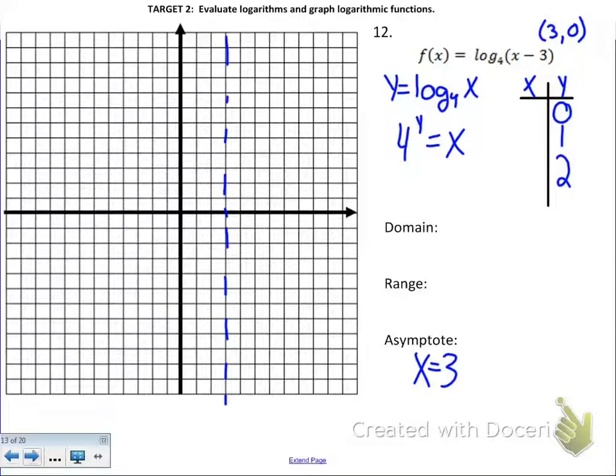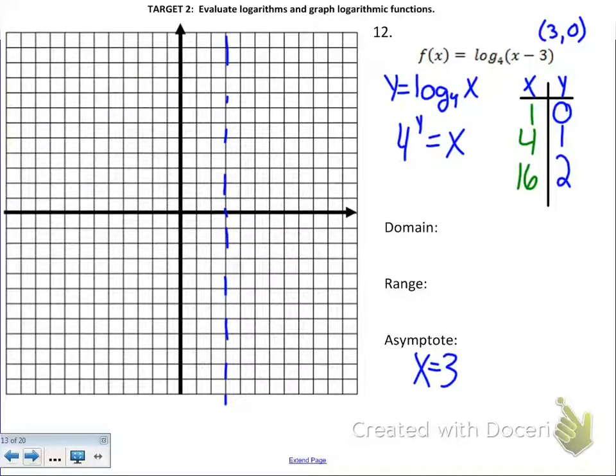We're going to be plugging in 0, 1, and 2. So 4 to the 0 power is 1. 4 to the first power is 4. And then 4 squared is 16. I've already drawn the asymptote here in blue. That is our x equals 3, because again, that's our Hank point.